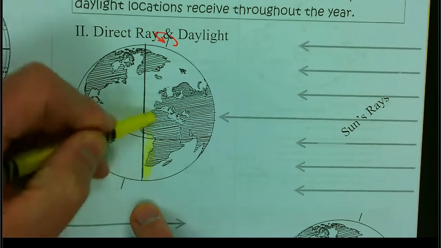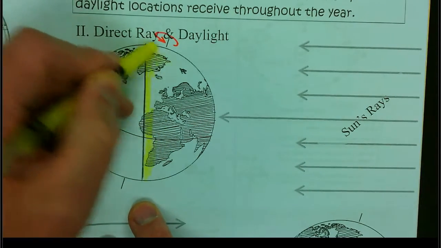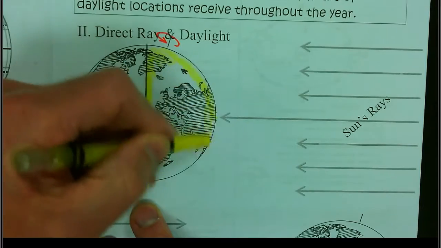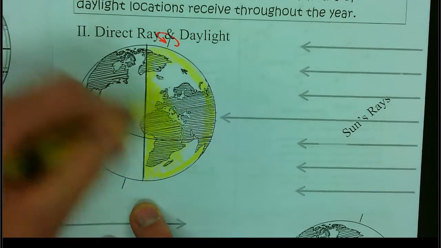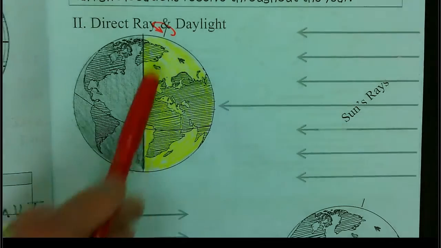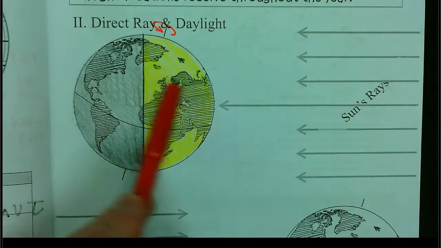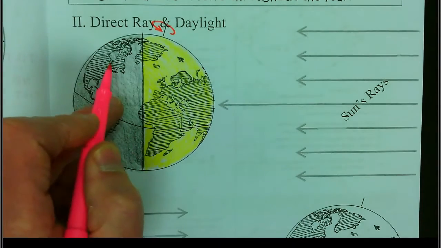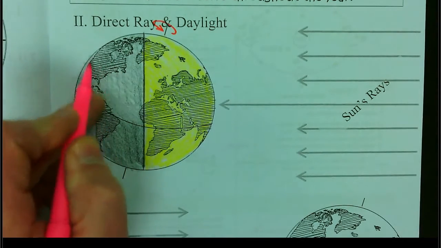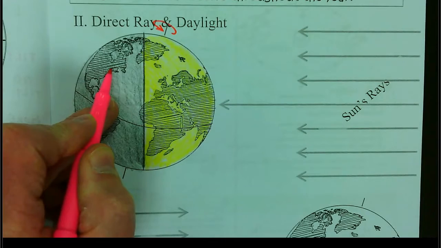So as you shade this in, please make sure that your line that separates the night from the day goes straight up and down. As the Earth spins, we're going to spin into the daytime, into the nighttime. We're going to draw a couple lines on here. The first one I want to draw is where we live in Rochester. So if this is North America, we're right about here.